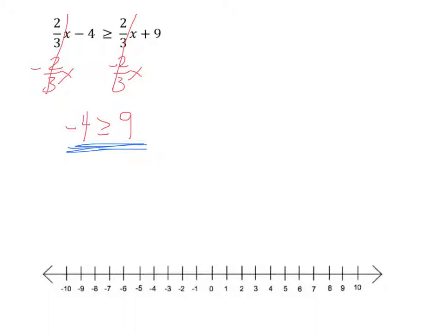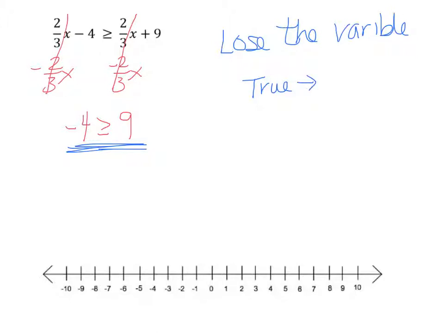Okay, so here's what you'd want to jot in notes. If you lose the variable, it subtracts out, divides out, whatever, you look at what's left and you have two options. If it's true, then that means it does not matter what you plug in for x, it's going to work. That inequality is just always going to work. So what we would do is we'd say all reals, or if it was interval notation, you could say anything from negative infinity to positive infinity works.